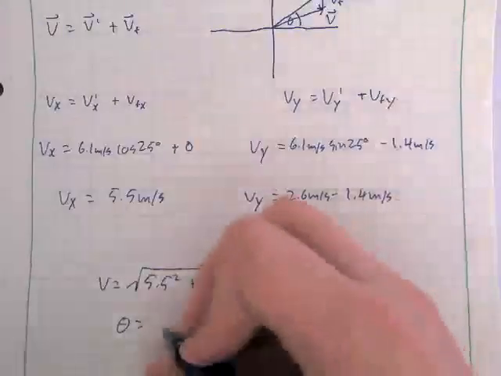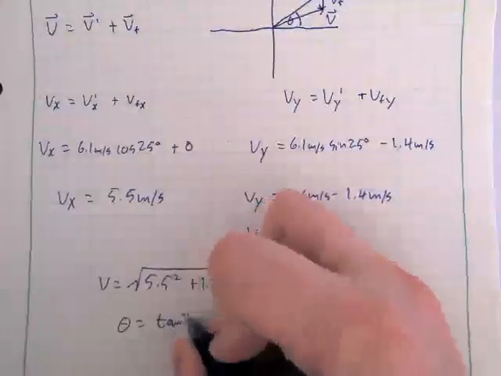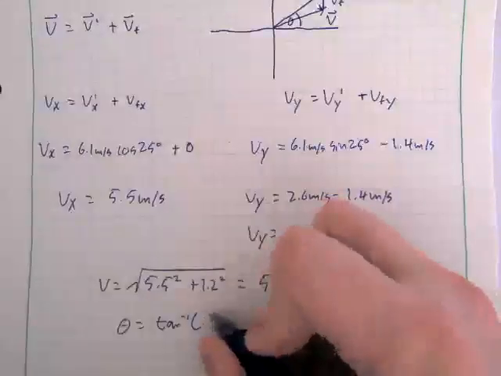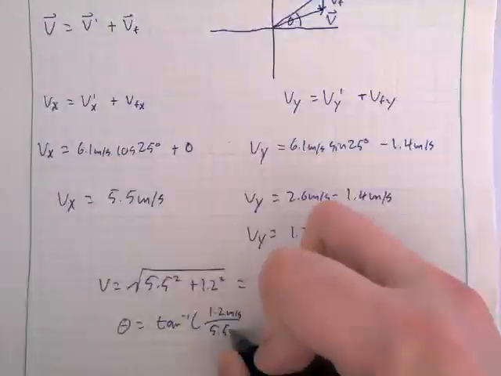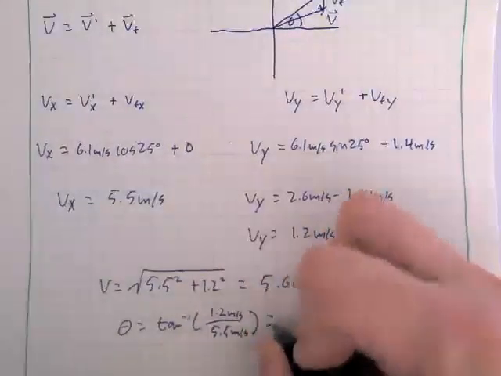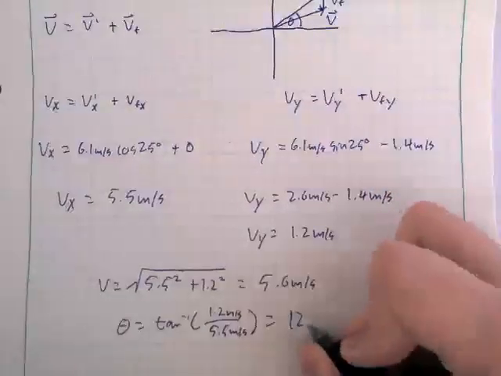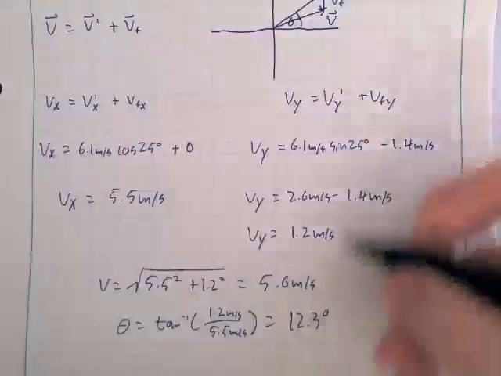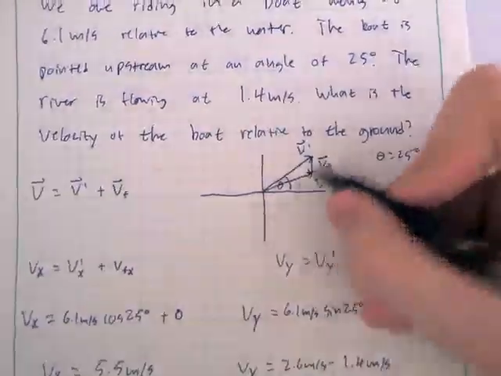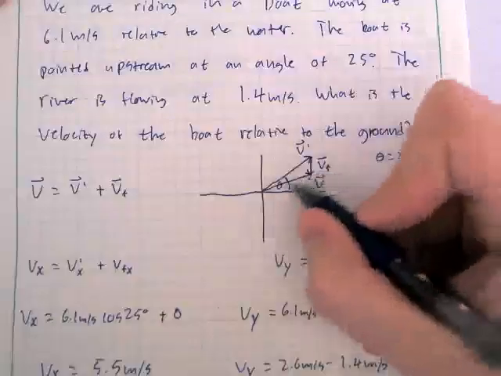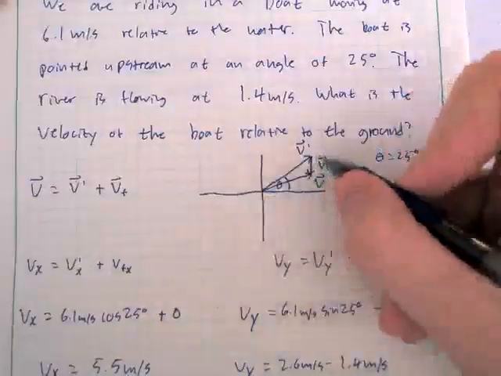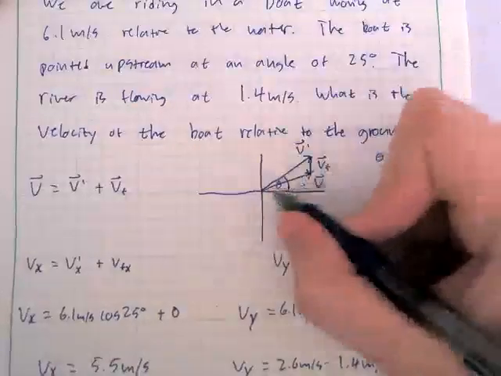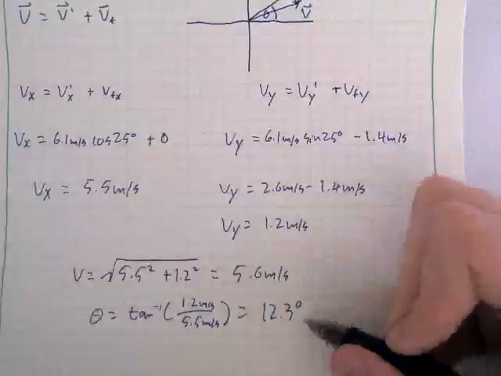This is just from our Pythagorean theorem. The angle that we have, the inverse tangent of 1.2 meters per second over 5.5 meters per second, and this gives us an angle of about 12.3 degrees, right? So if we go back up to our picture here, again, as I have it drawn, it's roughly about halfway in between. It was a 25-degree angle as our direction relative to the water, but again, someone watching on the shore would say that we were only moving at a 12.3 degree angle upstream, right?